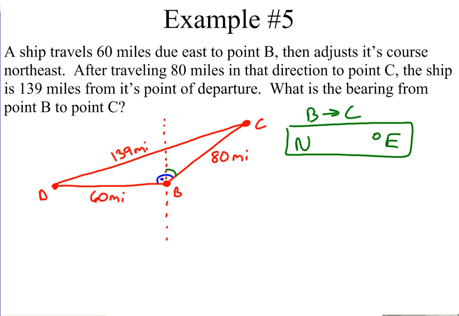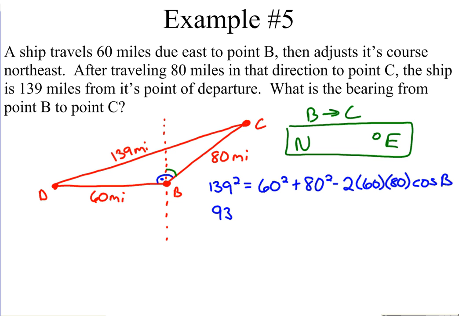So plug into law of cosines again. 139 squared equals 60 squared plus 80 squared minus 2 times 60 times 80 times the cosine of angle B. 60 squared plus 80 squared, subtract that over from 139 squared, you get 9321. 2 times 60 times 80, negative 9600. Cosine of B, divide by negative 9600. Take the inverse cosine then of that, and we get angle B to be 166.153 degrees. That, remember, is all of angle B.